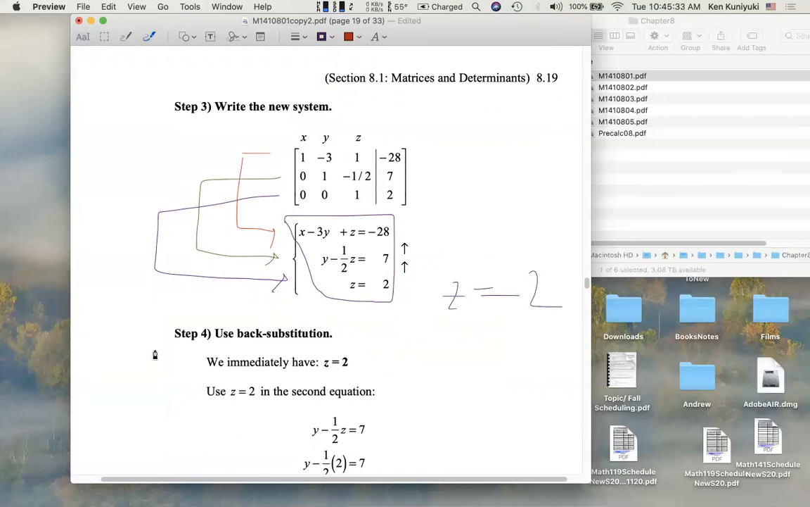And then we do what? We back substitute. We take the value for z, plug it into here, and solve for y. And then we're going to take the values that we get for z and y and plug into the first equation to solve for x. All right.